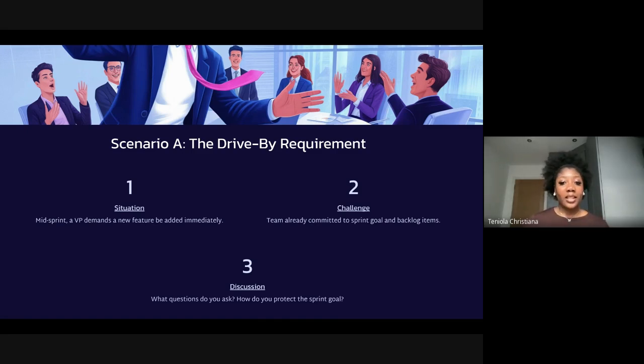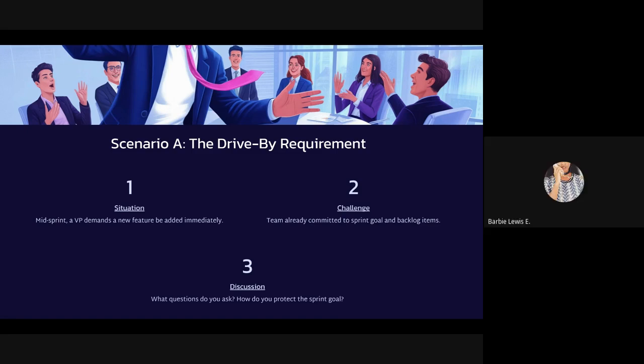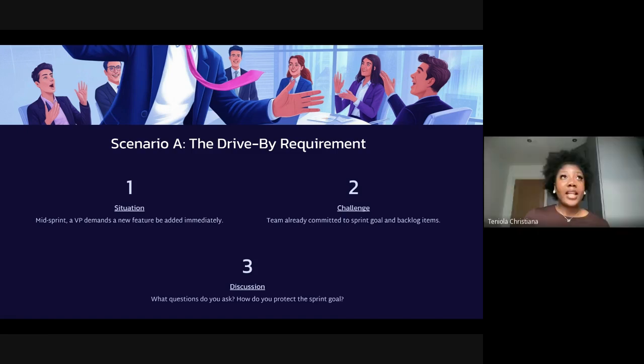Okay, any other answers to questions about how you would protect the sprint goal in this scenario? Sorry, did you say any other questions? I meant to say any other responses? Like, anybody else, what questions would you ask if a VP was demanding to add a new feature, and how would you protect the sprint goal?